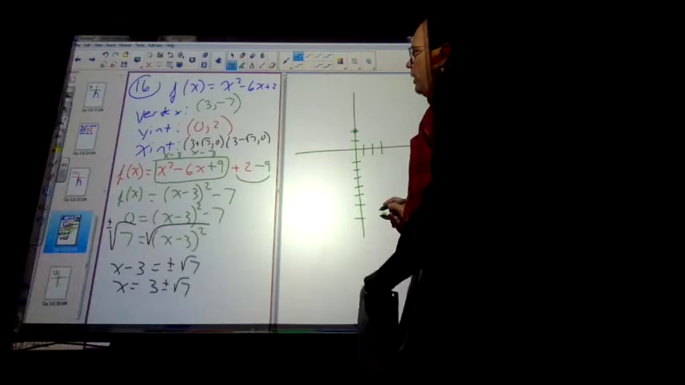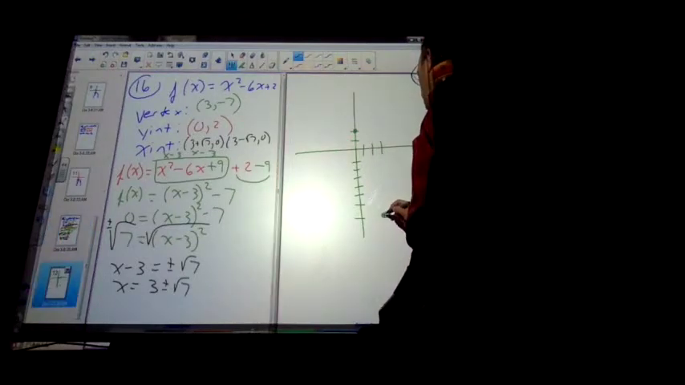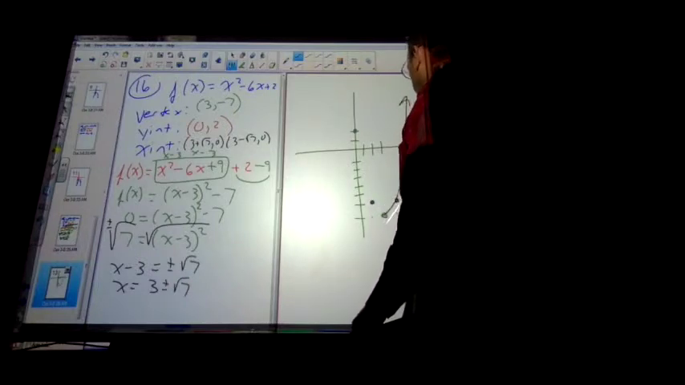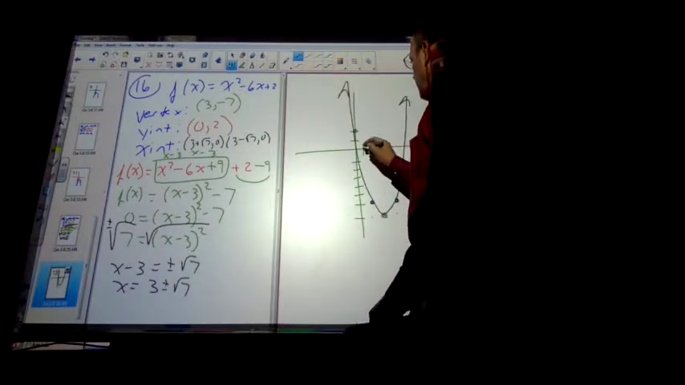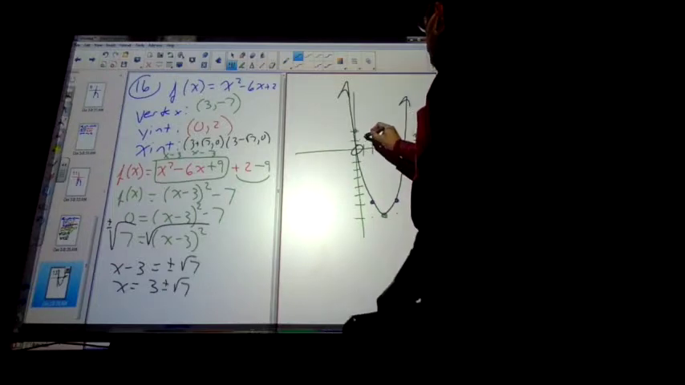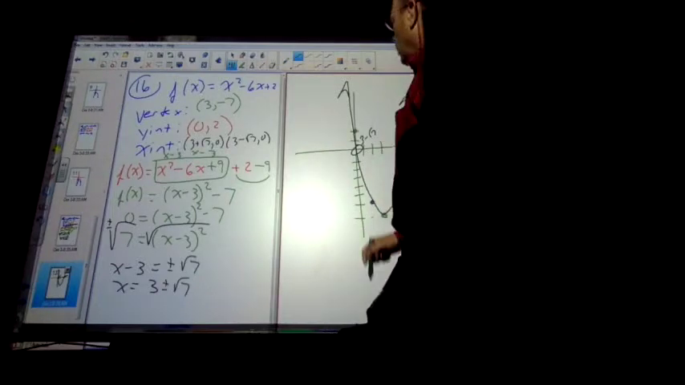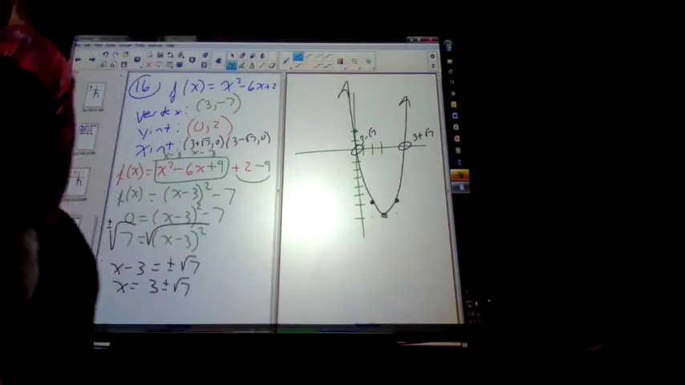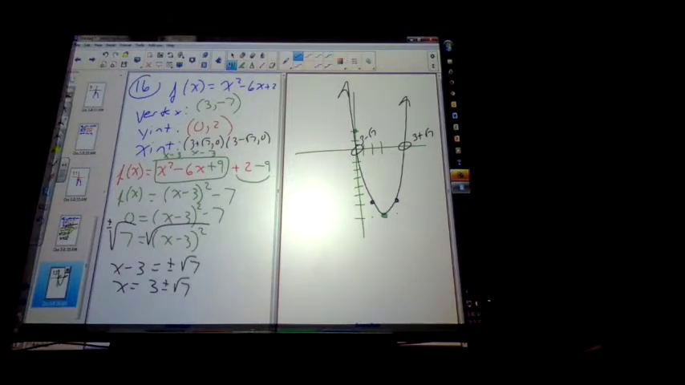So things I know, I could pattern graph this, so I could go right 1, up 1, left 1, up 1, and then... And I know that here and here, one of the sides will be 3 plus root 7, and the other one will be 3 minus root 7, where those are crossing. Okay? Do you see why completing the square might be the better of the two ways to do it?